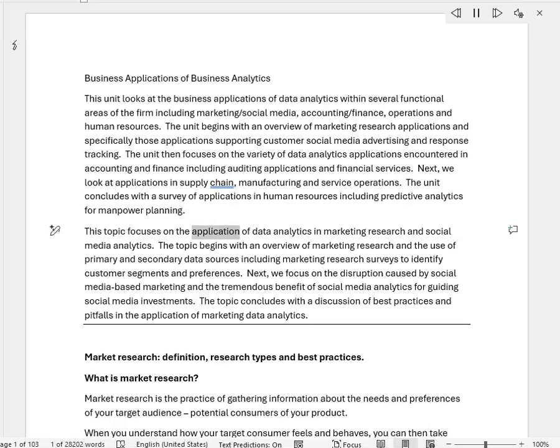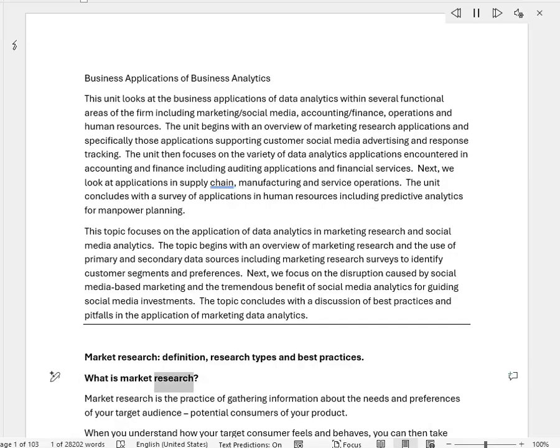This topic focuses on the application of data analytics in marketing research and social media analytics. The topic begins with an overview of marketing research and the use of primary and secondary data sources, including marketing research surveys to identify customer segments and preferences. Next, we focus on the disruption caused by social media-based marketing and the tremendous benefit of social media analytics for guiding social media investments. The topic concludes with a discussion of best practices and pitfalls in the application of marketing data analytics. Market research: definition, research types, and best practices.